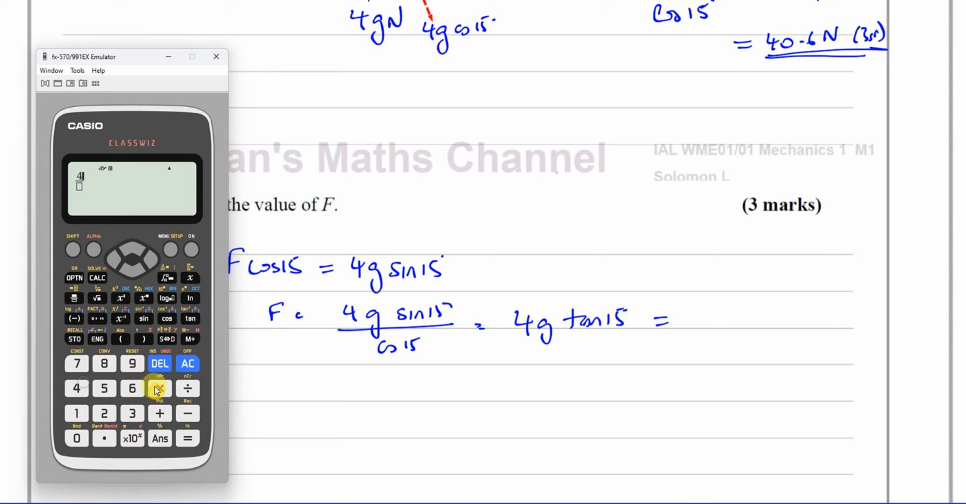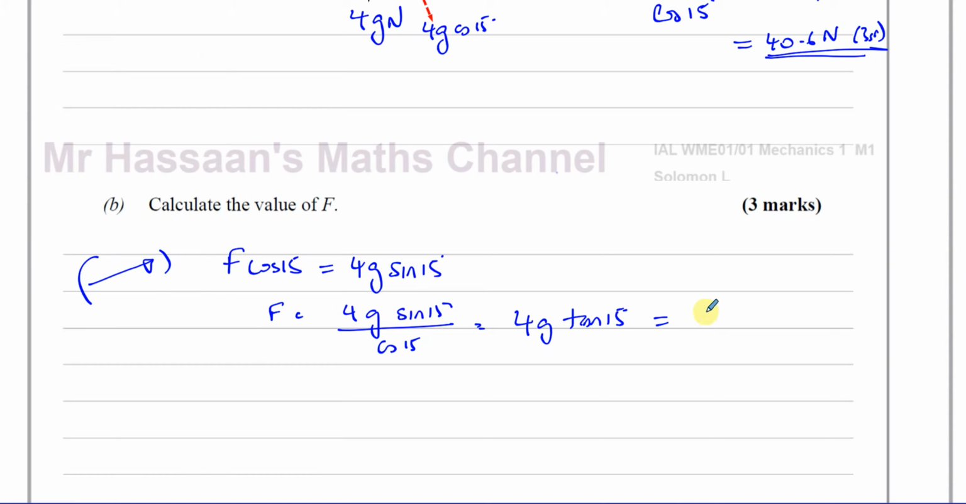You have 4 times 9.8. I'll start off by putting sine 15 and then over cosine 15. So that gives us 10.503. Okay, and if I was to rewrite this as 4 times 9.8 times tan 15, we'll see we get exactly the same answer, 10.503. So you end up with 10.503. So to 3SF, that's 10.5 newtons. So that's the value of F.